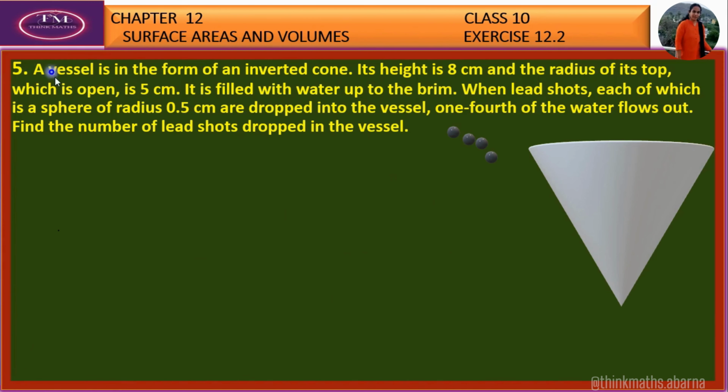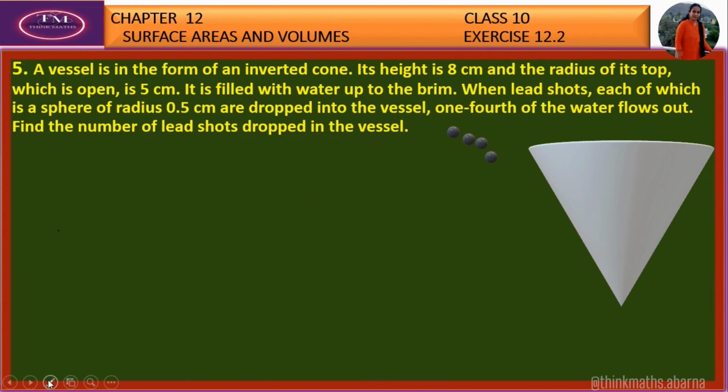Question number 5. A vessel is in the form of an inverted cone. Its height is 8 centimeter and the radius of its top is 5 centimeter. It is filled with water up to the brim. When lead shots, each of which is a sphere of radius 0.5 centimeter, are dropped into the vessel, 1/4 of the water flows out. Find the number of lead shots dropped in the vessel.